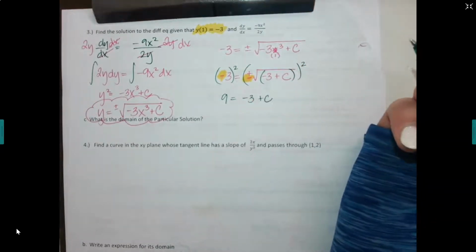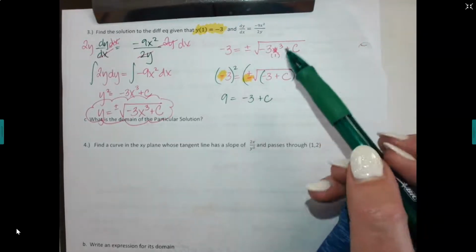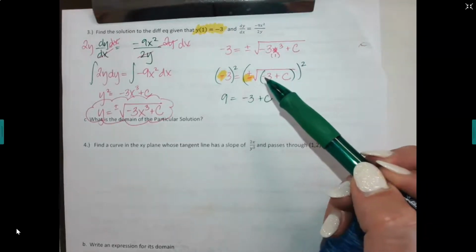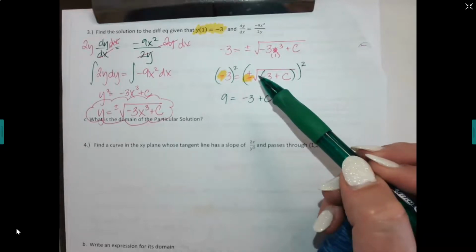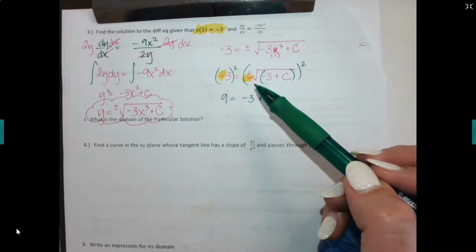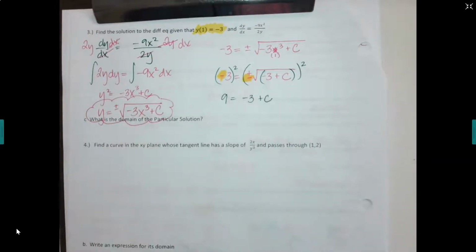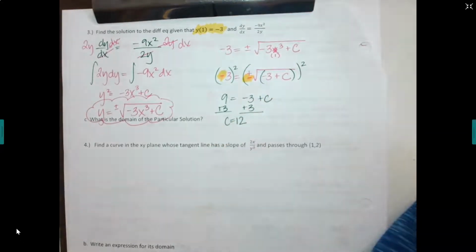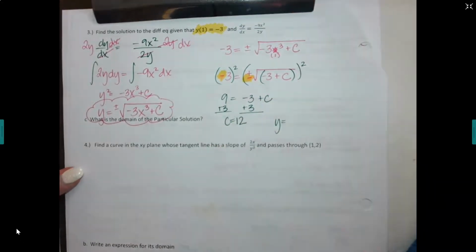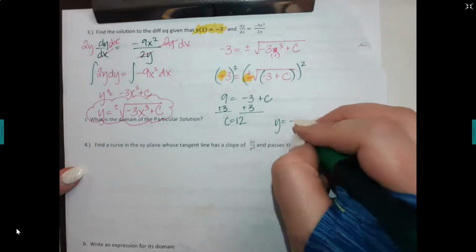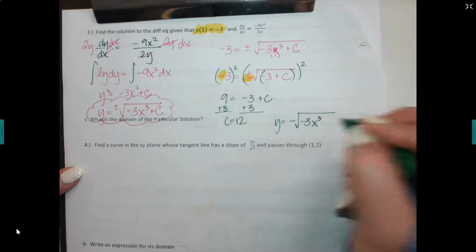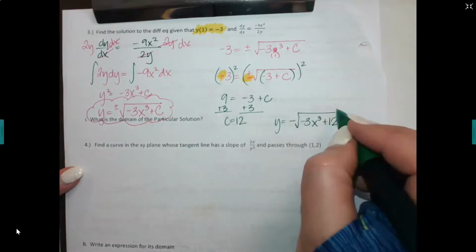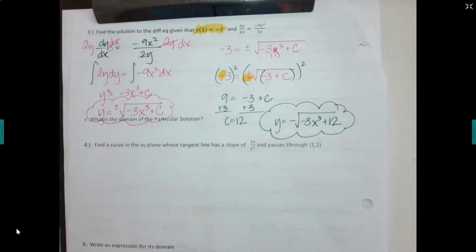Make sense? Now, another thing just to point out, someone asked this in the other class, why doesn't the negative 3 go away? Because that's the middle. So when I multiply negative root 3 times negative root 3, the negatives in the front cancel out, the square roots cancel out, but the middle stays the same. Okay, so then I'll add that 3 across. What's my c? C is 12. Which means that my particular solution is y equals what? Very good. Negative 3x cubed, and then plus 12. Make sense?